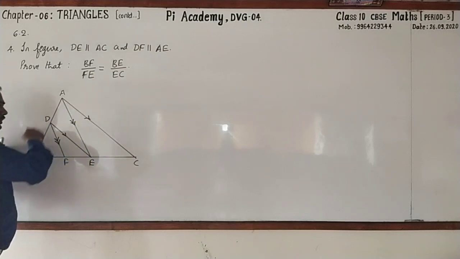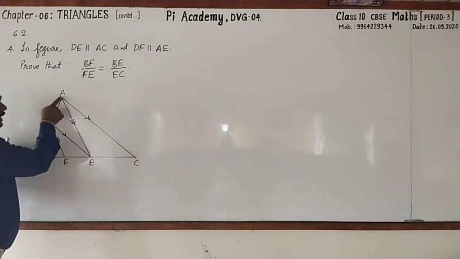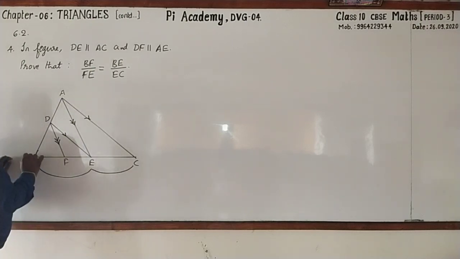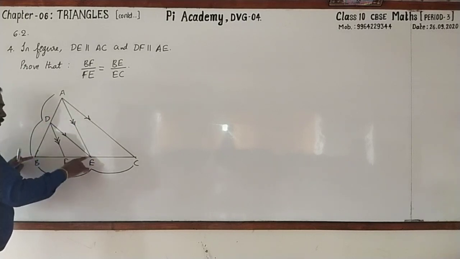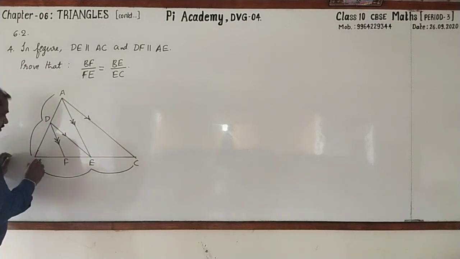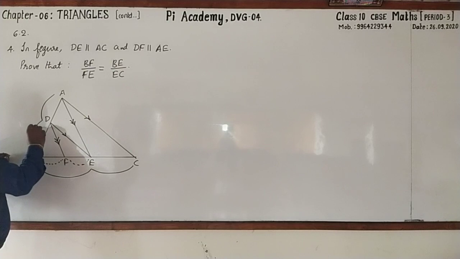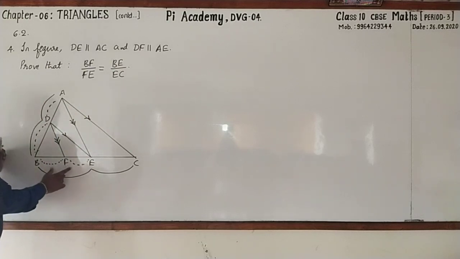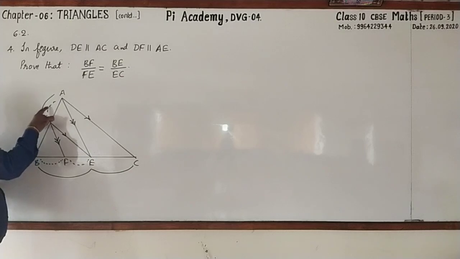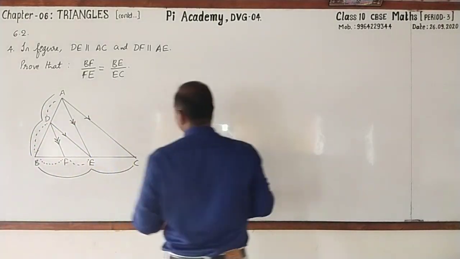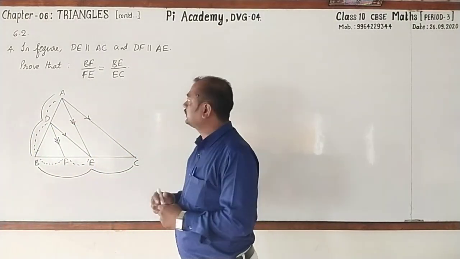Because when you consider the whole triangle ABC, here DE is parallel to AC, then we can write BE by EC is equal to BD by DA, right? Similarly, here DF is parallel to AE, so we can write BF by FE is equal to BD by DA. Both the ratios are equal to the same ratio, hence these two will be equal. Followed? Yes. Pausing the video, you just copy up to here, then after that you can start writing with me.